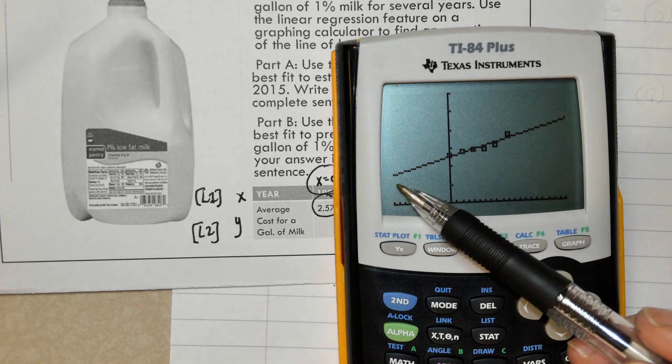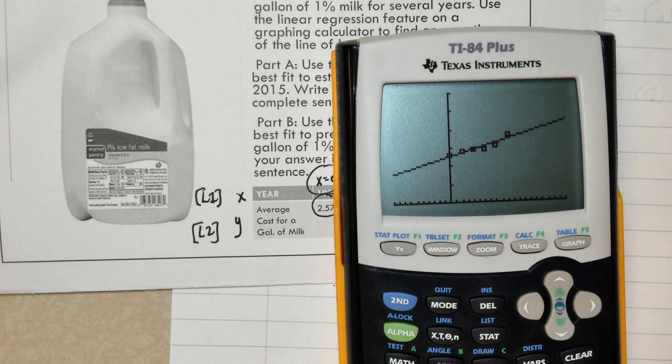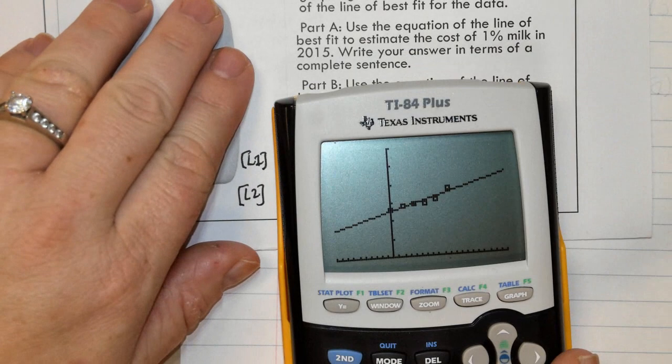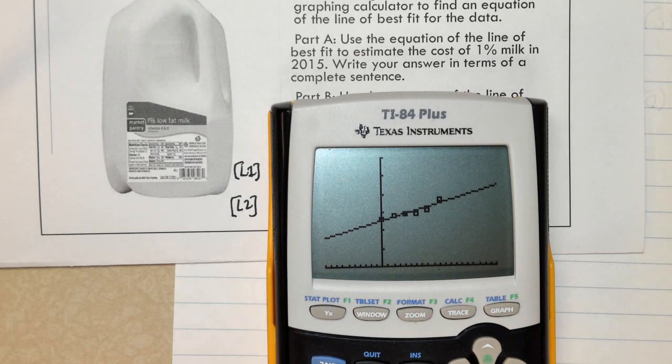These are the points, and this is my line of best fit. Okay, let's read part A. Use the equation of the line of best fit to estimate the cost of 1%. So we want to know the cost of 1% in the year 2015. We're told the year, we want to know the cost.